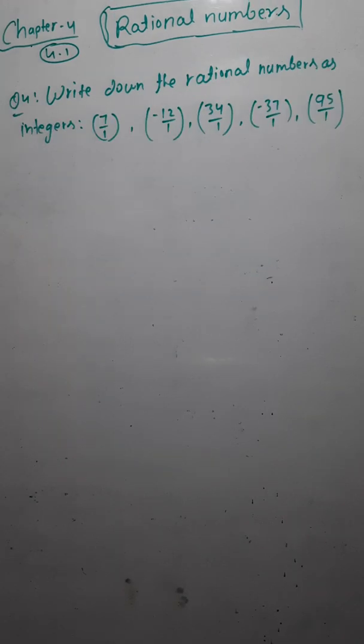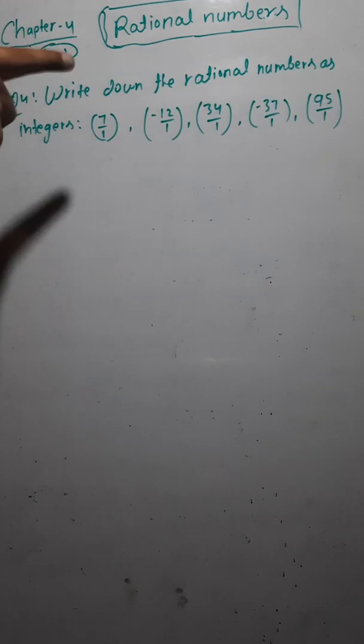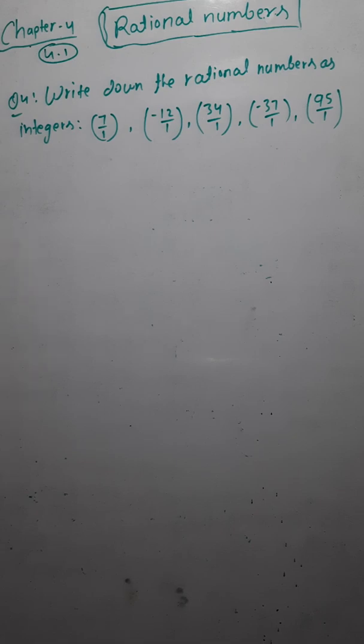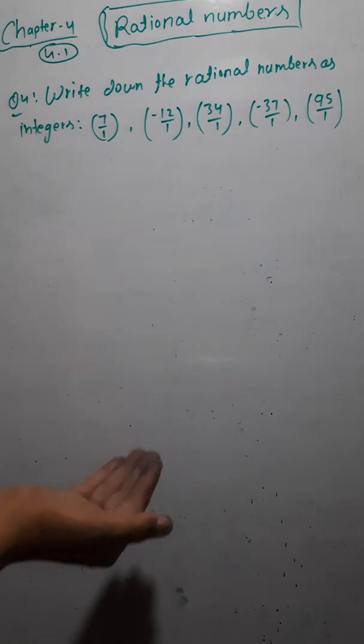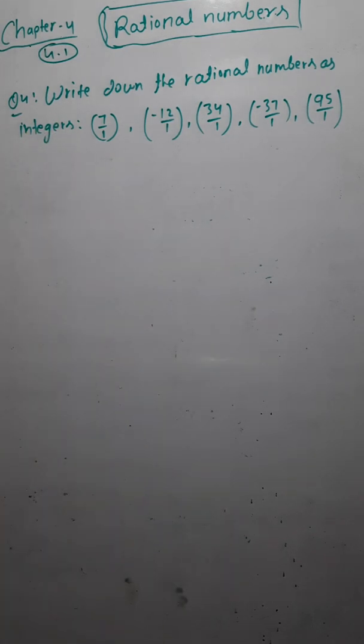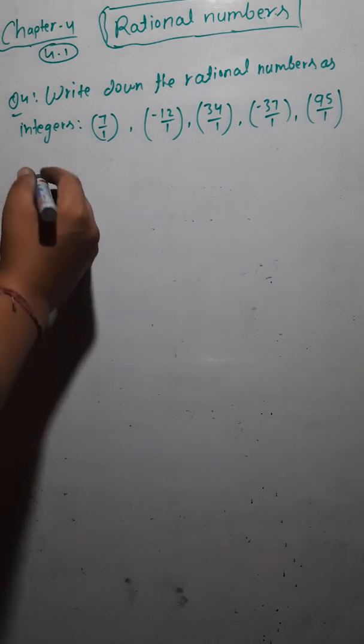Now this is the next question. The question is, write down the rational numbers as integers. It means you have to write all these rational numbers in the form of integers, meaning plus and minus values. Okay, so let's do the first one, 7 by 1.